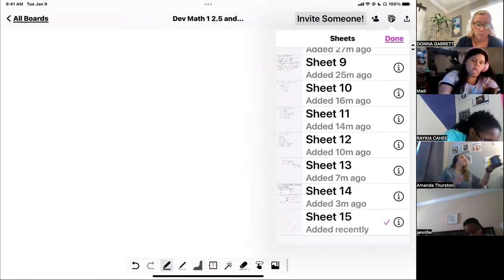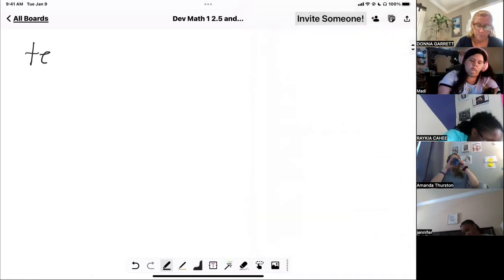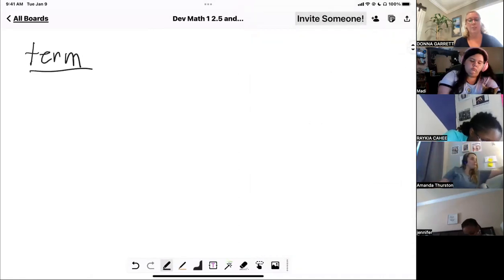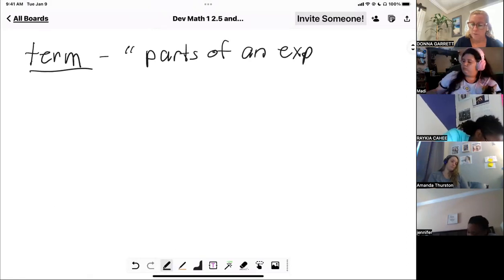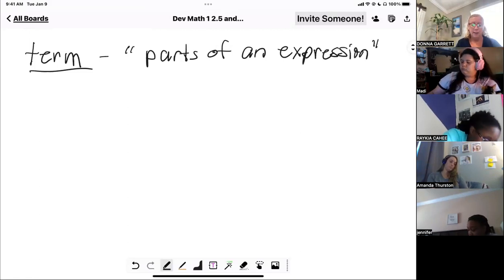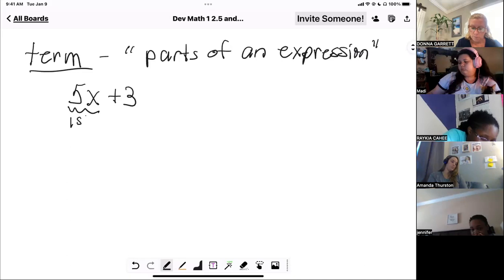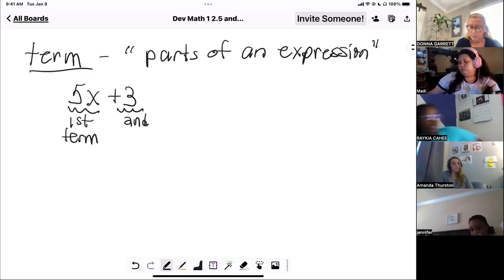Hey, some terminology. All right, term in algebra means parts of an expression. That's not the real definition, that's my definition. So if we have something like 5x plus 3, this is my first term. This is my second term.